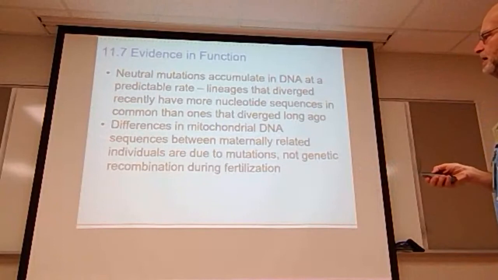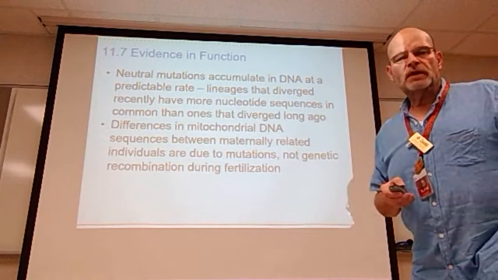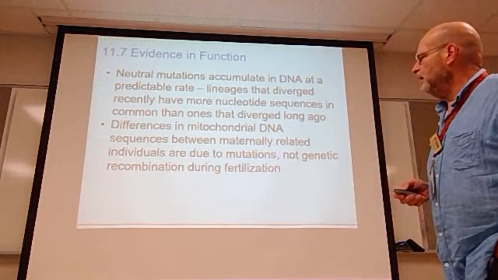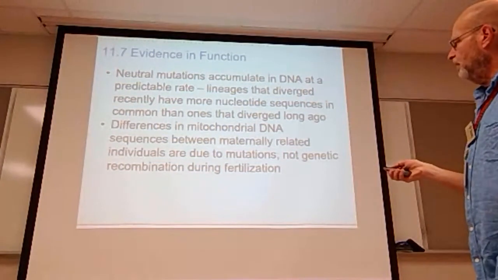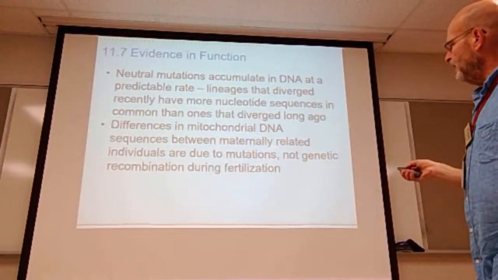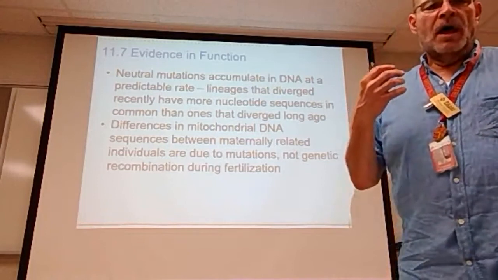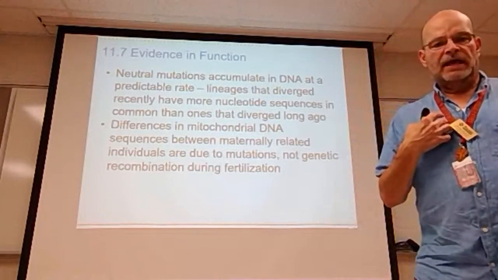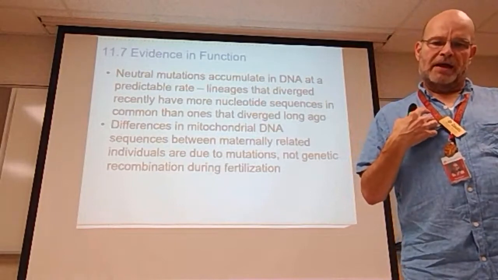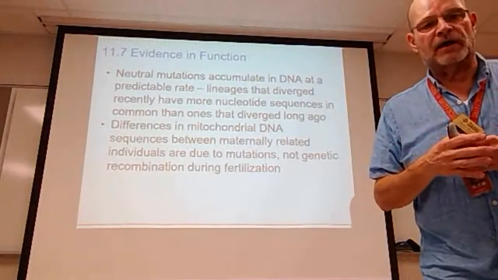Differences in mitochondrial DNA sequences between maternally related individuals are due to mutations, not genetic recombination during fertilization. So, when we talk about mitochondrial DNA, we look at the mitochondrial DNA between different human beings. Mitochondrial DNA is inherited along the maternal lines, and any differences we see between human beings are due to a mutation, not some genetic recombination. So if my children's mitochondrial DNA is different from my mother's mitochondrial DNA, that difference is not because of recombination that occurred during meiosis.